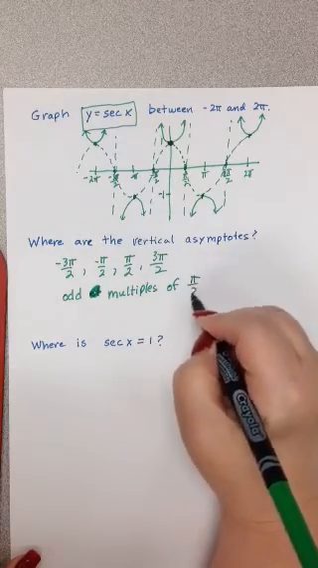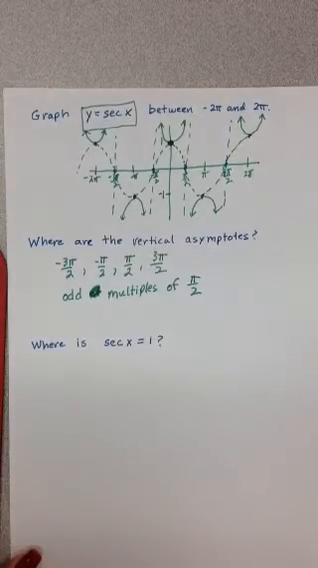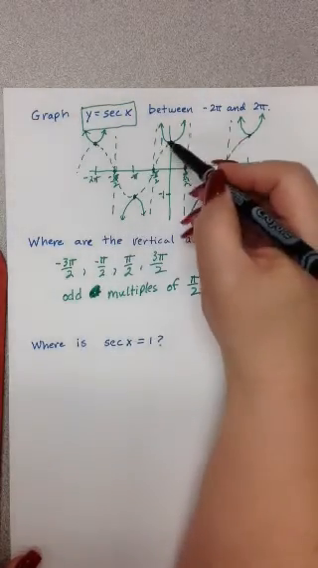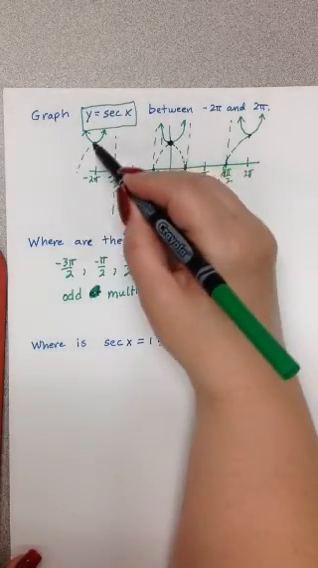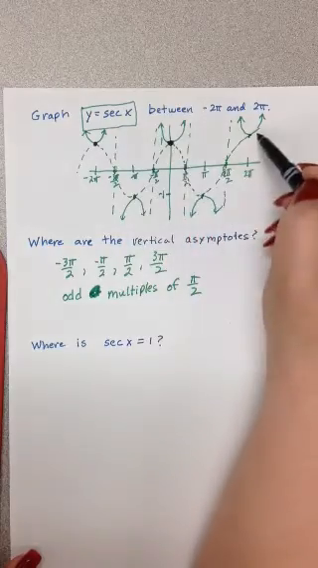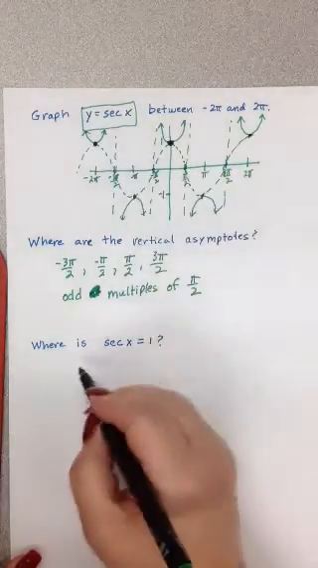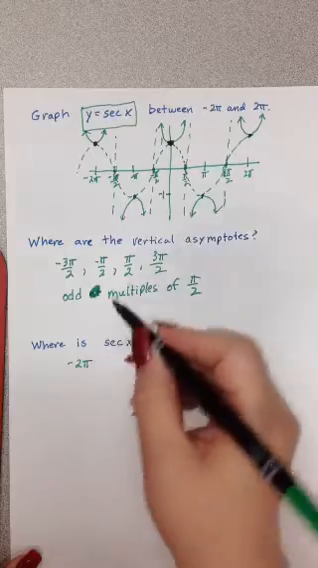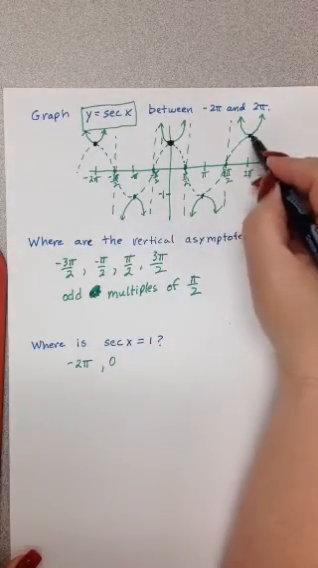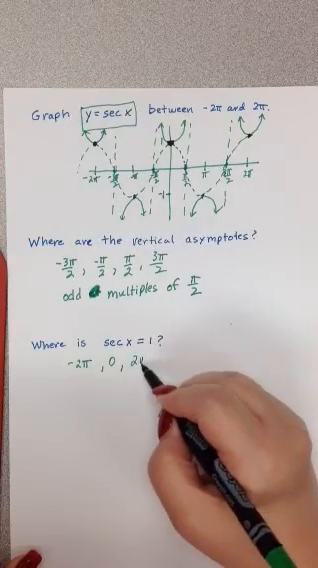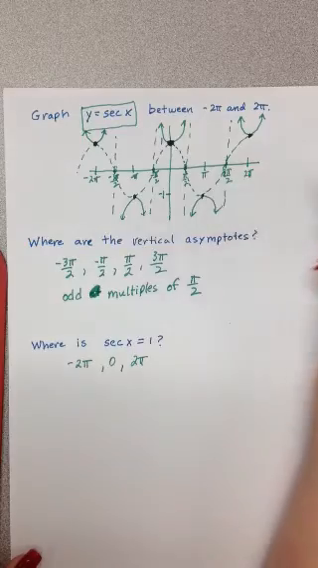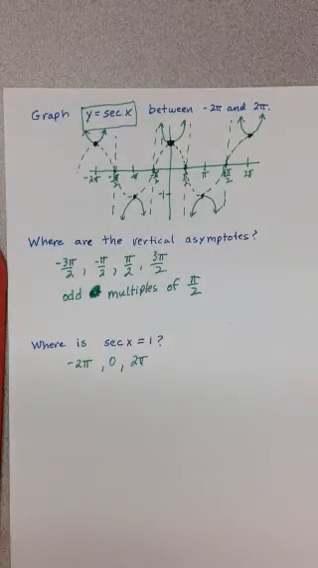The next question they asked me is, where is secant of x equal to positive 1? So look up here at your graph. Since I just graphed it, that was really handy. So it looks like it's positive 1 here, here, and here. So that would be at negative 2 pi, and at 0, and at positive 2 pi. That's where it's positive 1. If they asked me where it's negative 1, it would be negative pi and positive pi. All right, easy enough.